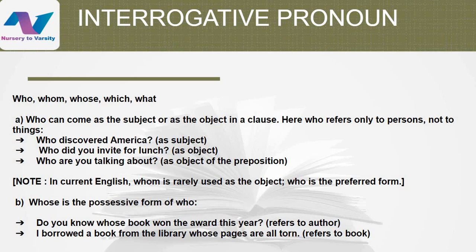Who did you invite for lunch? Definitely as an object in the sentence, but referring to a person. Who are you talking about? Again referring to a person. But as a note, in current English, whom is rarely used as the object; who is the preferred form. Now move on to whose, which is the possessive form of who. For example, do you know whose book won the award this year?